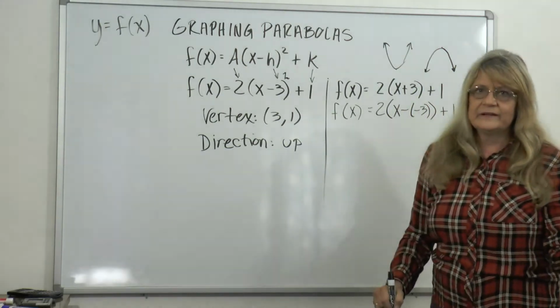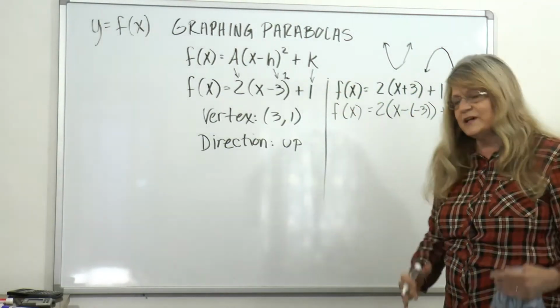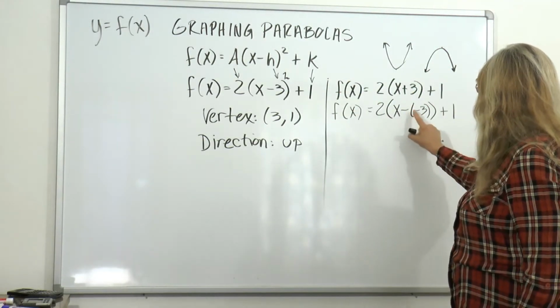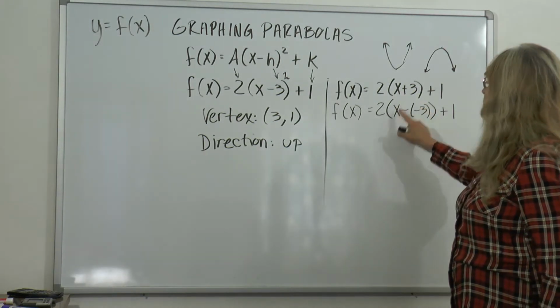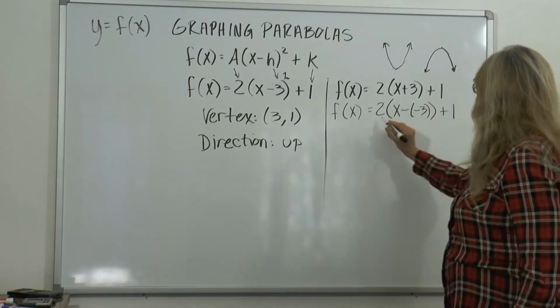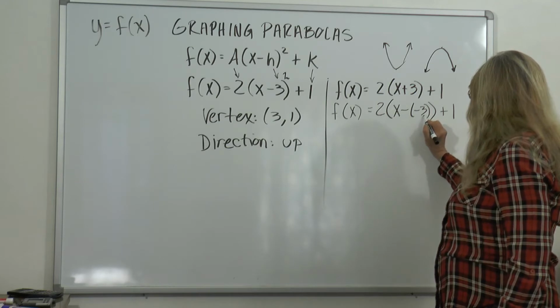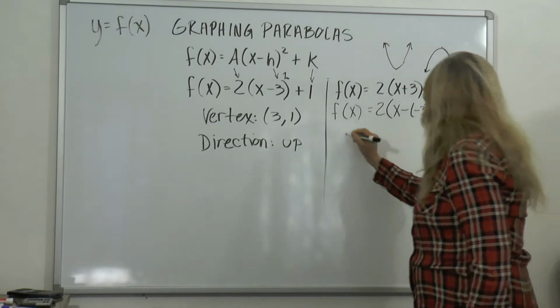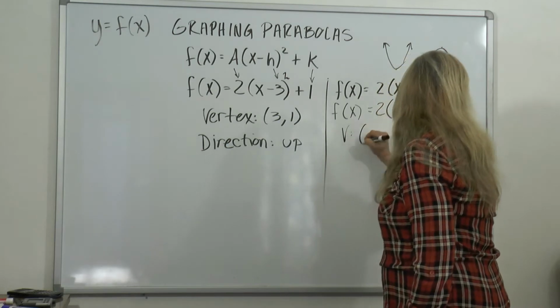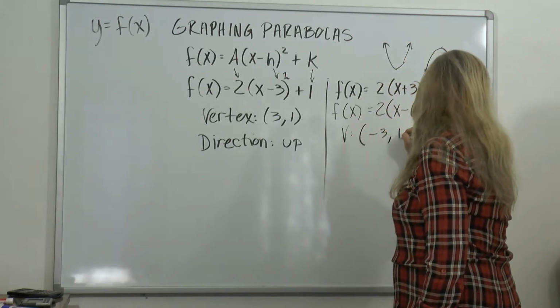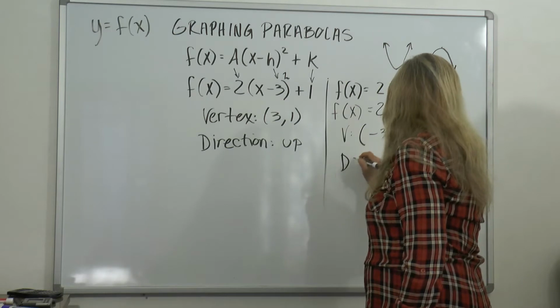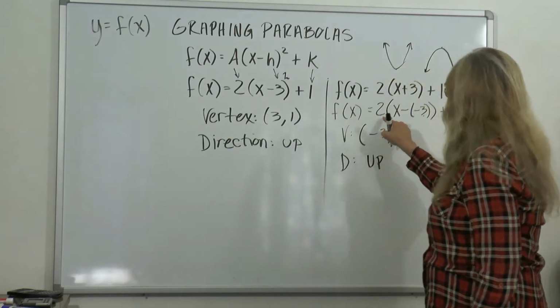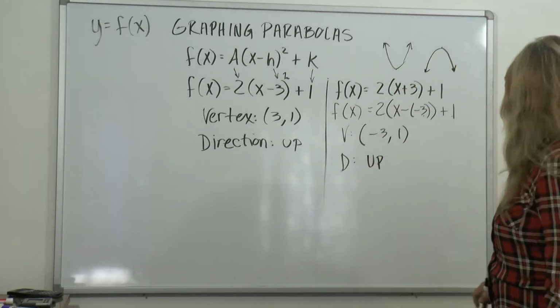We wouldn't bother writing it like that. Remember, you try and keep things as concise as possible. Negative of a negative is positive. So if you literally wrote it like this, here's your A, here's your H, and here's your K. So your vertex is negative 3, 1, and your direction, again, is up because this number out front, this A, is positive.